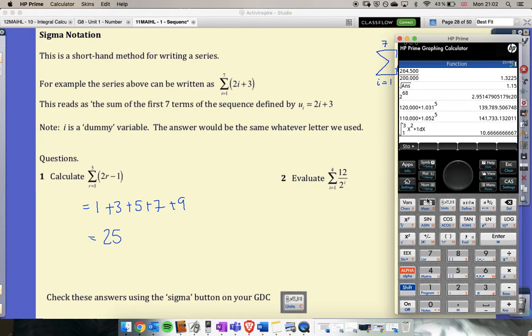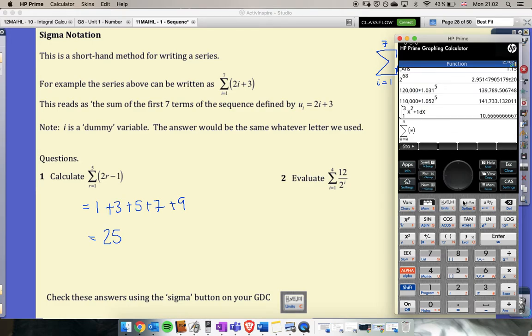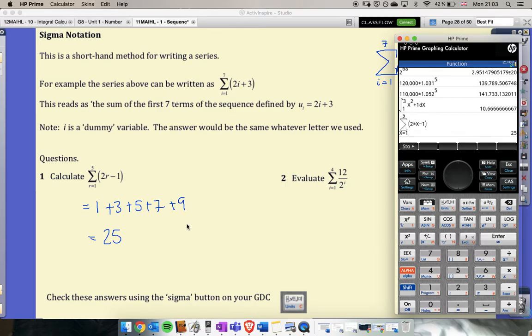So to find the symbol, we go down here where we look for fractions generally. There's lots of useful things here. The one we're after is down there. So I don't really care what letter that is, as long as it matches the letter in my expression. So I'm going from 1 up to 5, and I have an expression which is 2r minus 1. Our calculator is using x, but as long as they match, it's not an issue. And there we go, we get 25.